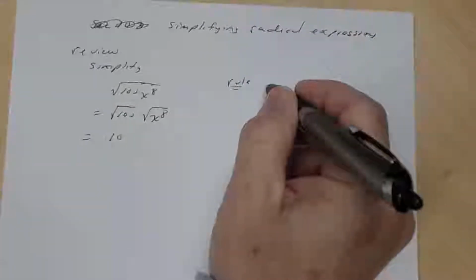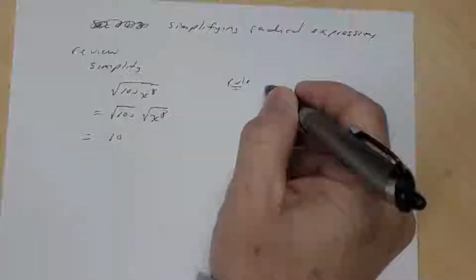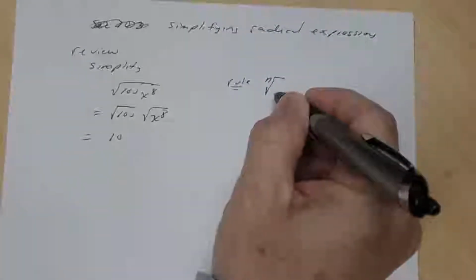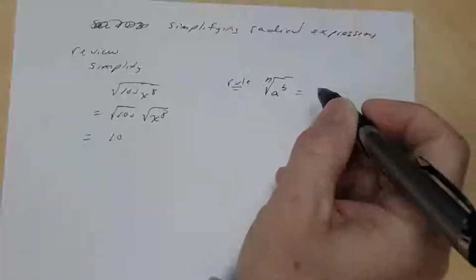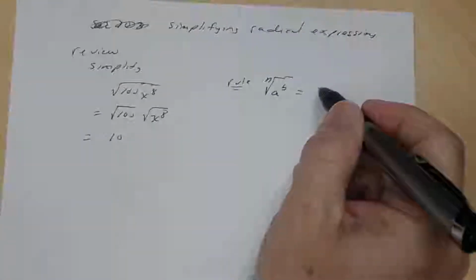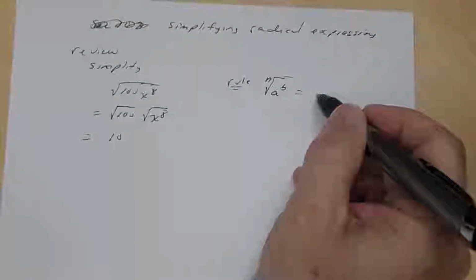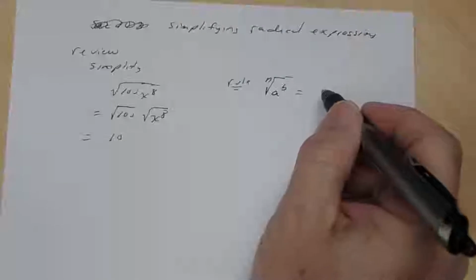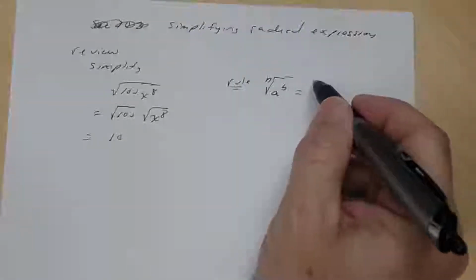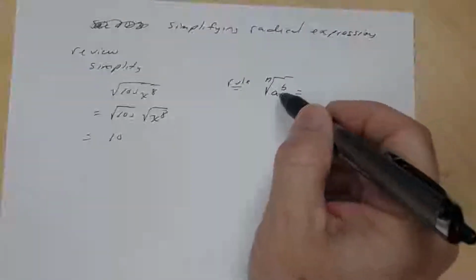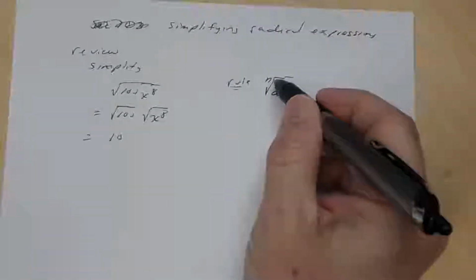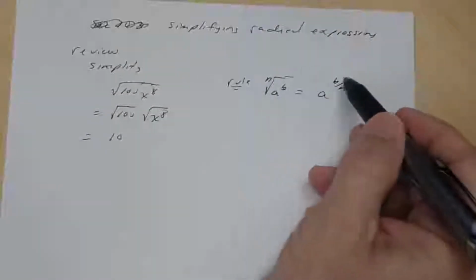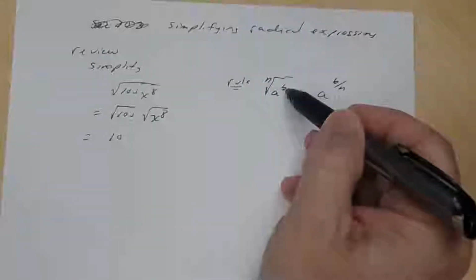So the rule says that you can always rewrite a radical expression. So let's say we had the nth root of a to the b power. You can always rewrite a radical expression as a rational exponent. So you can write this as a to the b divided by n. So the denominator is your index and your numerator is your exponent.